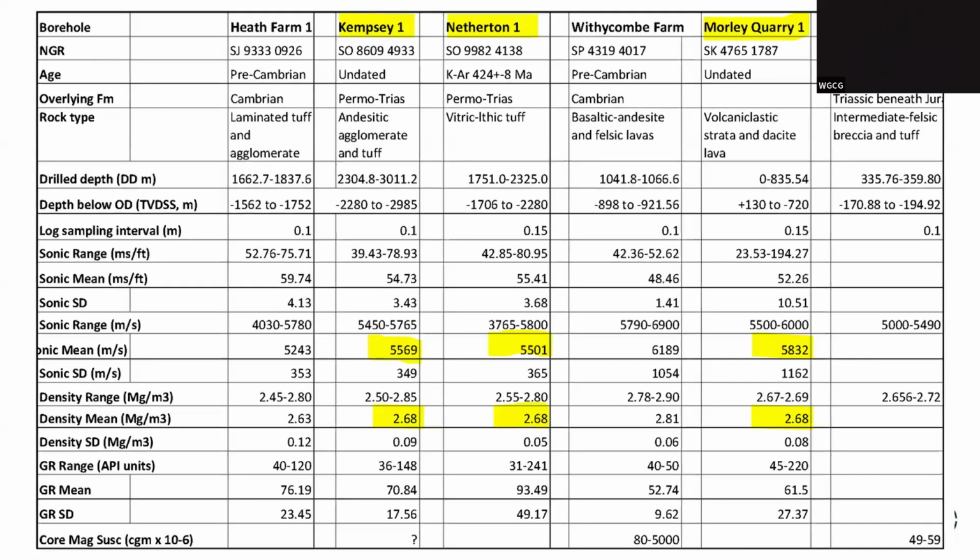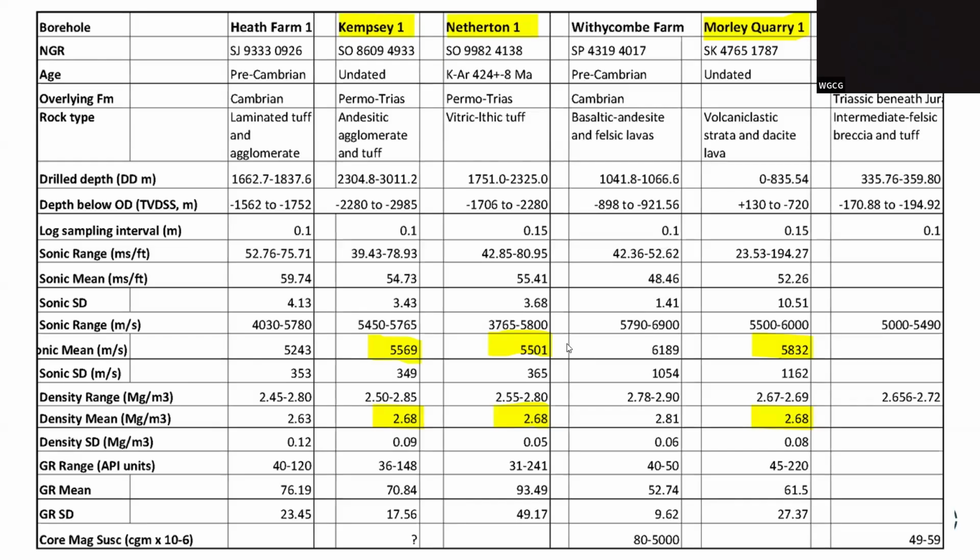Next slide, please. And what I found was that the sonic velocity, this is in meters per second, so that's 5.5 kilometers per second, was exactly the same as, for example, Kempsey, and pretty much the same as Heath Farm, and certainly the same as Morley Quarry. So there was no doubt in my mind from the sonic velocity of these rocks. The sonic velocity reflects hardness. These are old, hard rocks. They're not Silurian, they're pre-Cambrian, and the speed at which they transmit sound through the earth is exactly the same as Kempsey or Morley Quarry near Charnwood Forest.